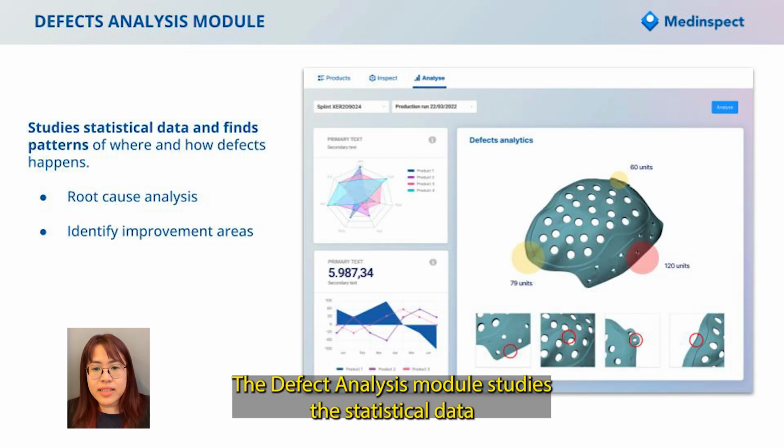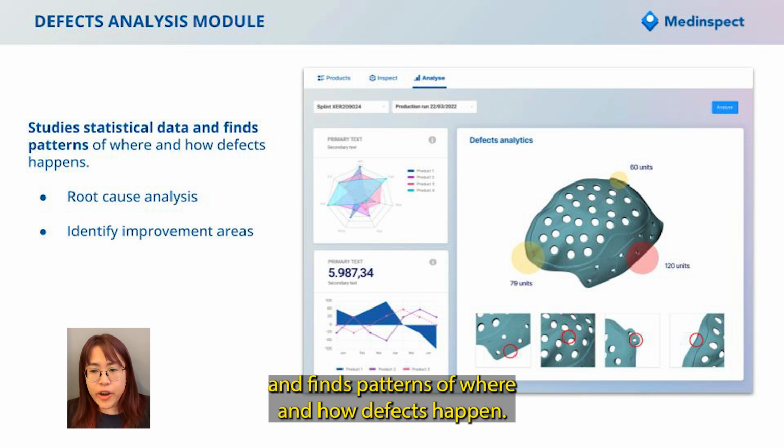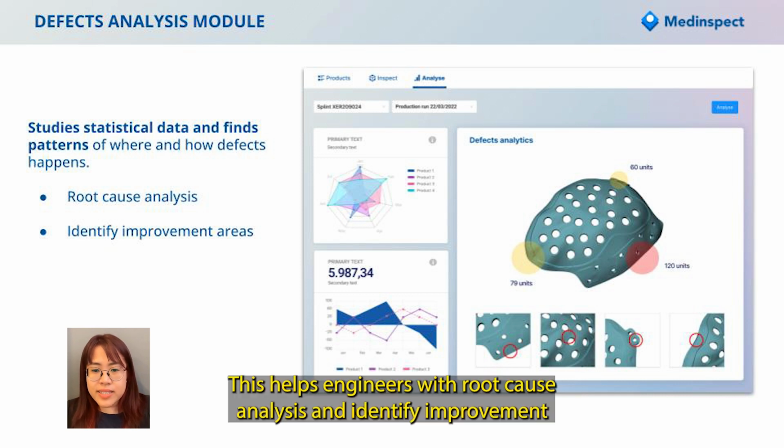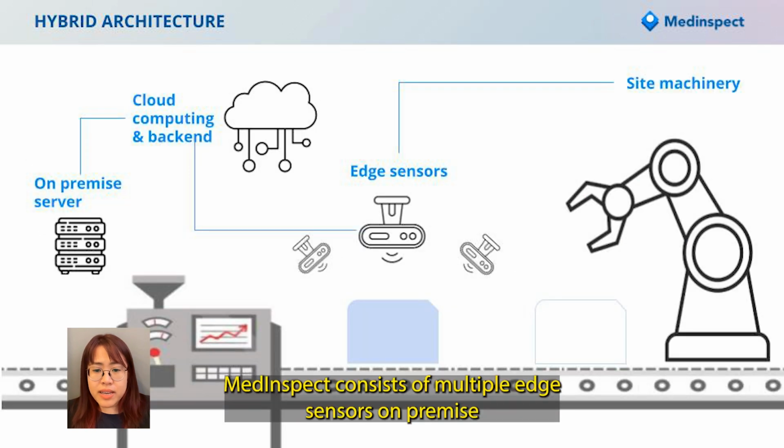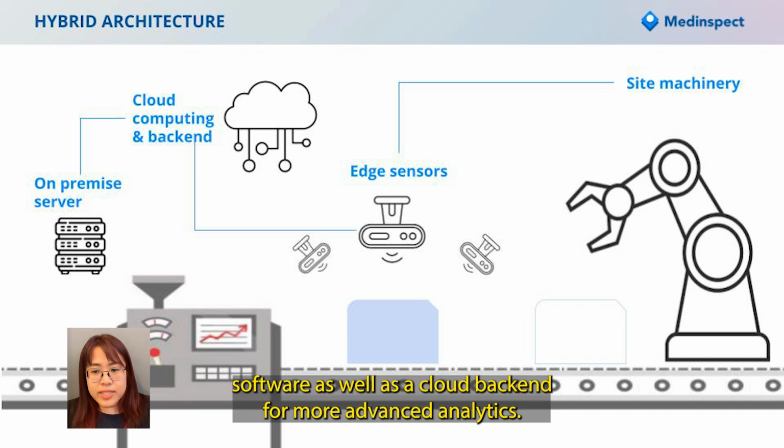The defects analysis module studies the statistical data and finds patterns of where and how defects happen. This helps engineers with root cause analysis and identify improvement areas such as product redesign or any issue on the line. MedInspect consists of multiple edge sensors, on-premise software, as well as a cloud backend for more advanced analytics.